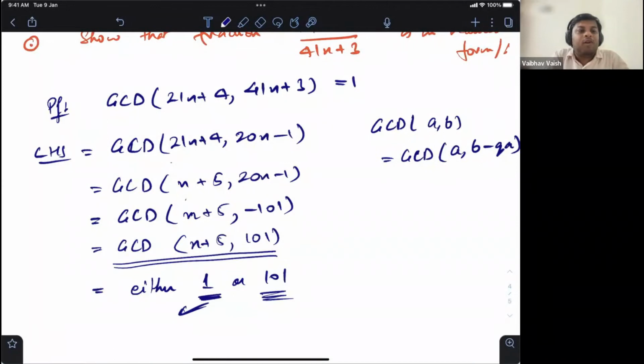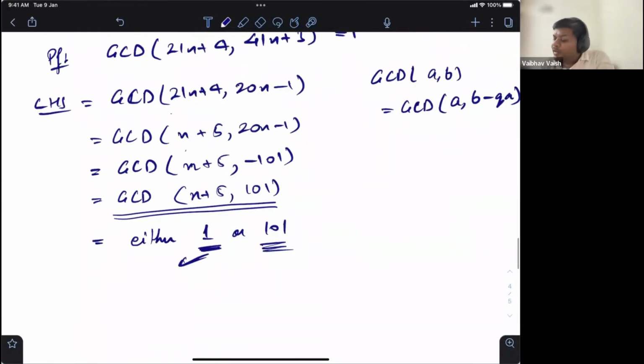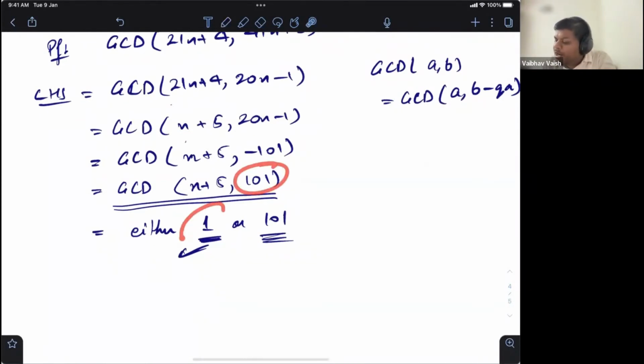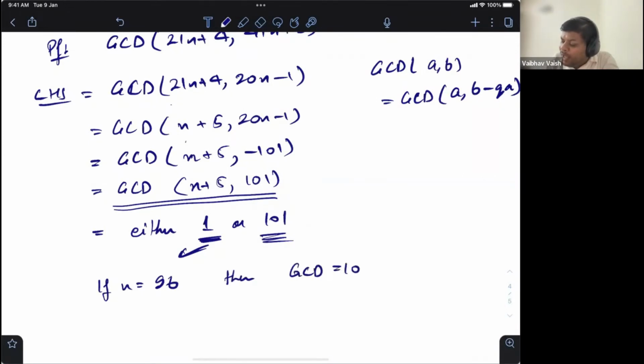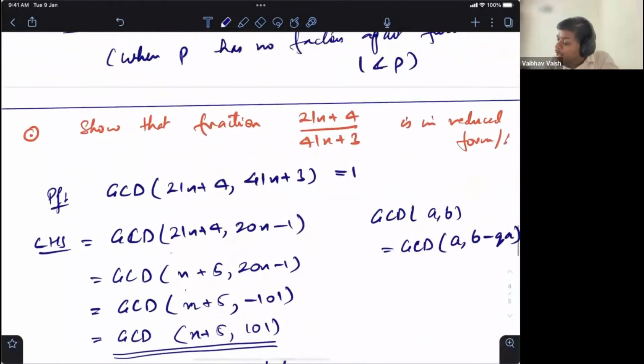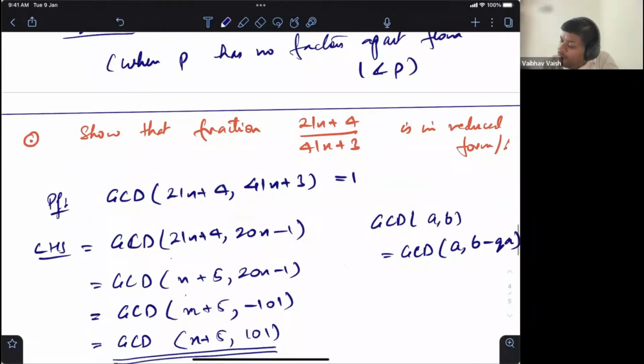So what we see here is that it is either 1 or 101, because this is prime. If it is 1, we are done. So the case to consider is 101, and it is indeed possible to be 101. If n equals 96, then GCD is 101. Maybe I framed the problem wrong, so I'll add here n less than 96. I think the original problem was to find the smallest n where it is not in reduced form.